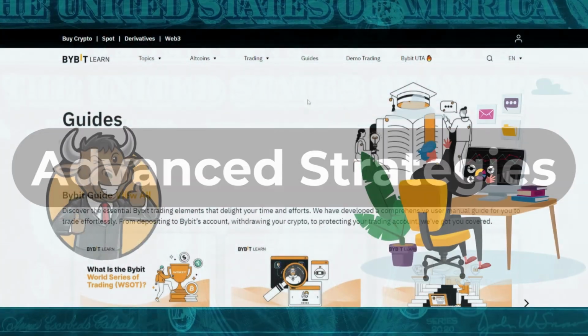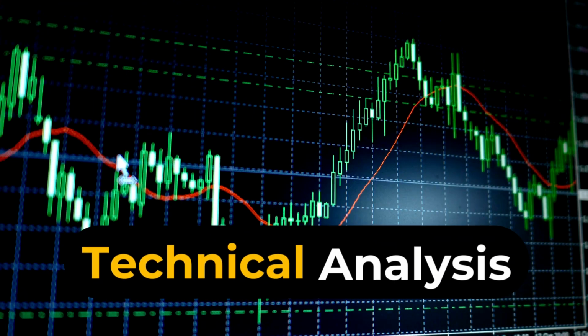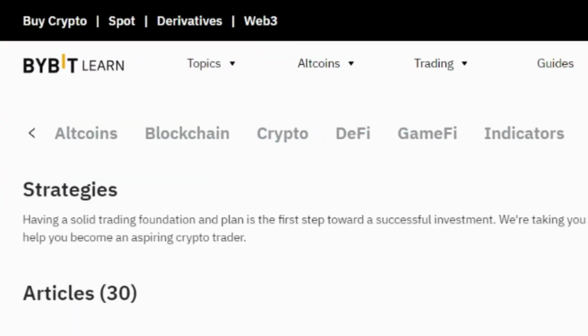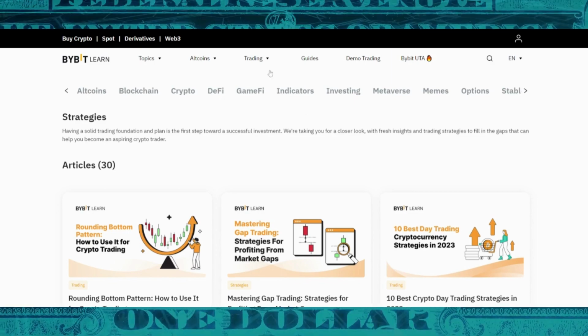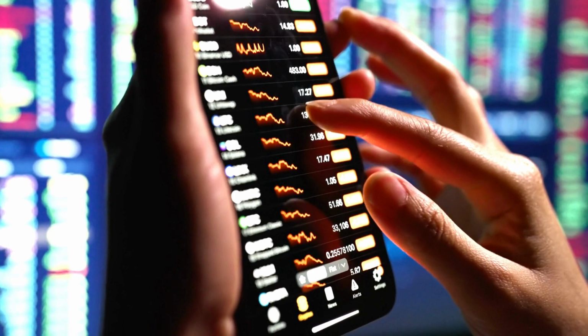Advanced strategies. Seasoned traders can benefit from advanced trading strategies, technical analysis tutorials, and in-depth market insights. Bybit Learn equips traders with the knowledge needed to make informed decisions and navigate the volatile crypto markets effectively.